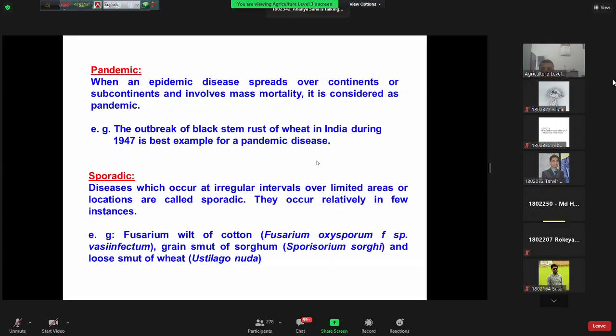COVID-19. See the situation. So why the COVID is epidemiology, COVID is throughout the world, sir. But it is spread throughout the world.